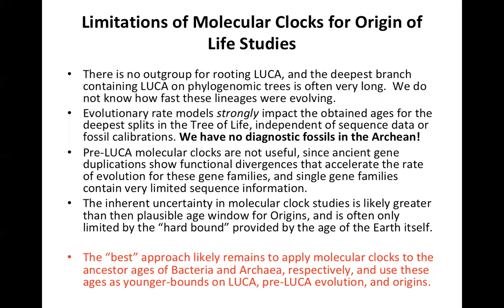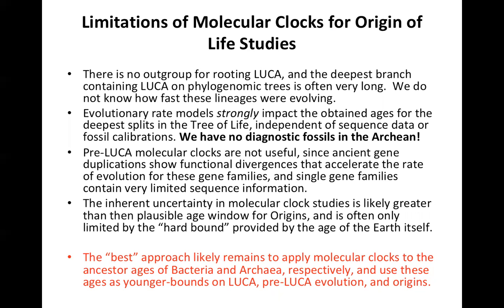And it turns out, unfortunately, that a lot of these pre-Luca genes have very fast rates of evolution, because they involve functional divergences, or maybe overall evolution happened faster back then because there was more available sequence space to explore. And so we also run into this problem of inherent uncertainty.